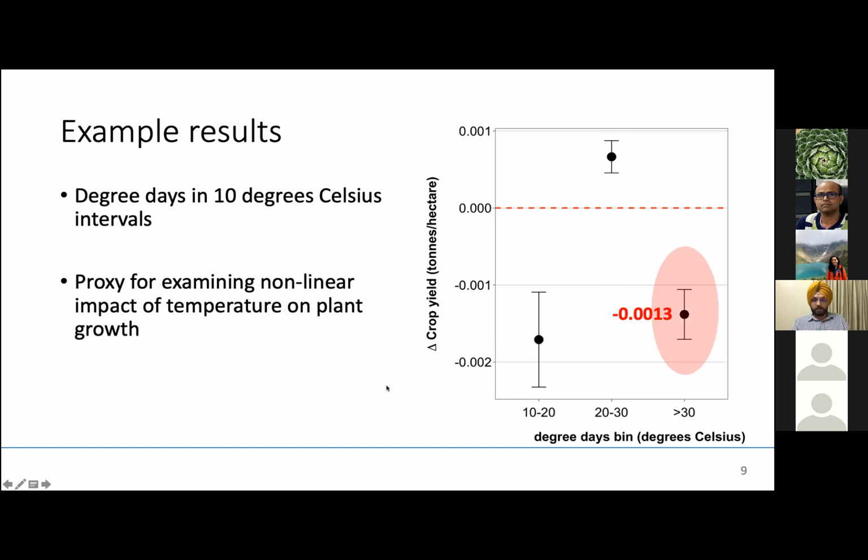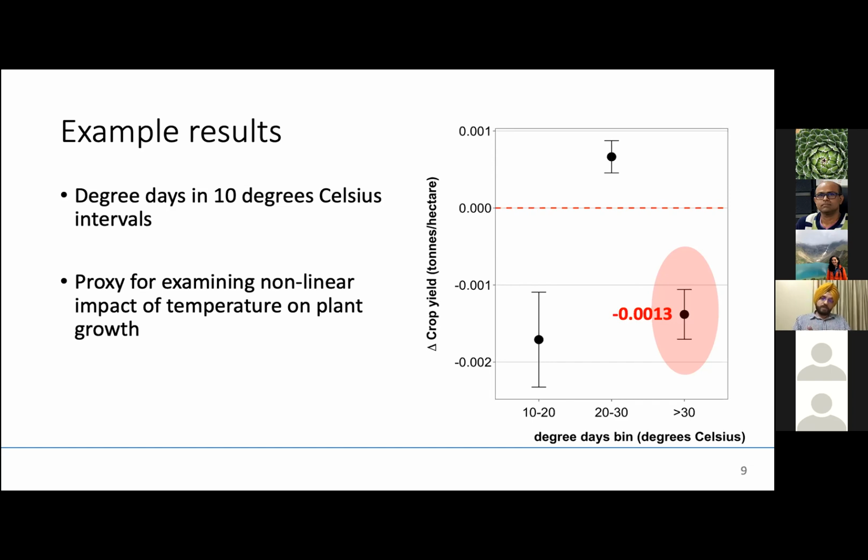This impact of climate has been documented in previous research. It has been shown that rice, if provided enough water, prefers warmer climates to a certain extent. But if the temperature goes beyond 30 degrees Celsius, then the crop yields will start to fall.